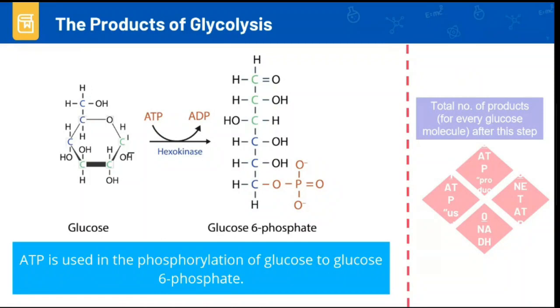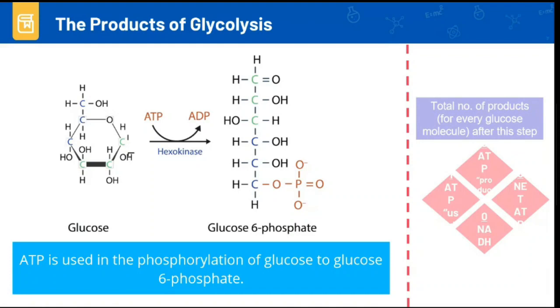Furthermore, in PEP, it releases its phosphate and transfers it to ADP to form ATP. So there is a total of two ATP molecules produced from one molecule of G3P. Aside from ATP, NADH is also produced. When G3P is oxidized to form BPG, a hydrogen atom is released from it and is picked up by NAD to form NADH.